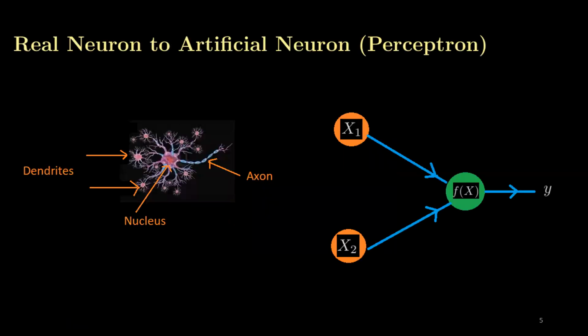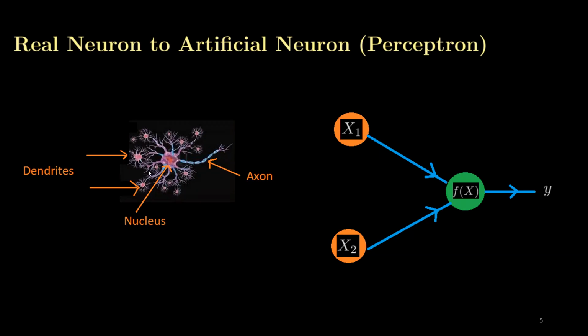Inspired by the working of a real neuron or the brain neuron, scientists developed the artificial neuron in the lab. That artificial neuron is called perceptron. Here, this is our perceptron, and it is getting two kinds of input. Here we can see that X1 is the first input to this perceptron, and X2 is the second input to this perceptron. So this perceptron will do some processing on these inputs, then it will generate output for the next neurons.